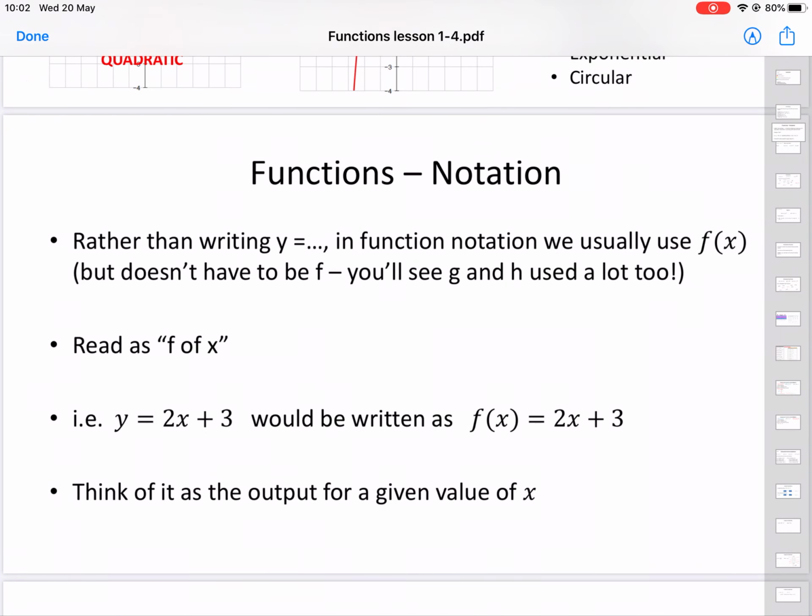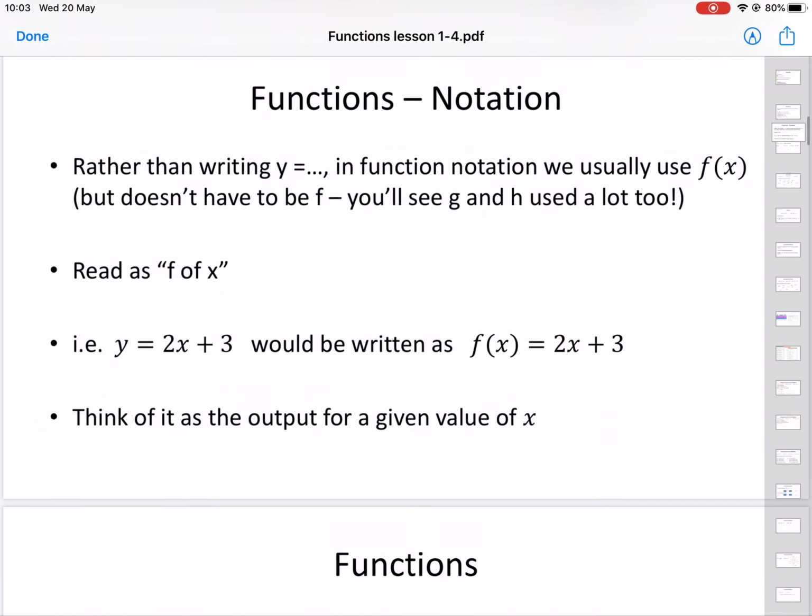What we're going to do is look at it in a more formal way, called function notation. It's not too different, but rather than writing y equals in the function, we're going to use f brackets x. That basically reads as f of x. So we're going to be doing the function of x, f of x, or g of x, or h of x, or k of x. We could use any letter in front. Here we've got an equation y equals 2x plus 3, and that could also be written as f of x equals 2x plus 3.